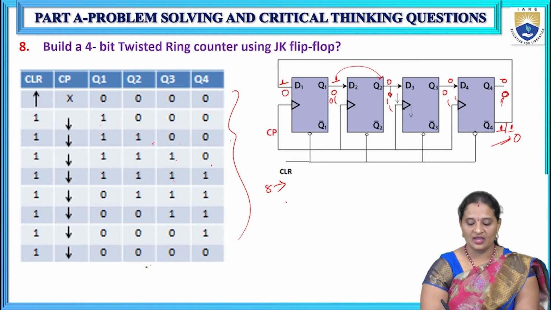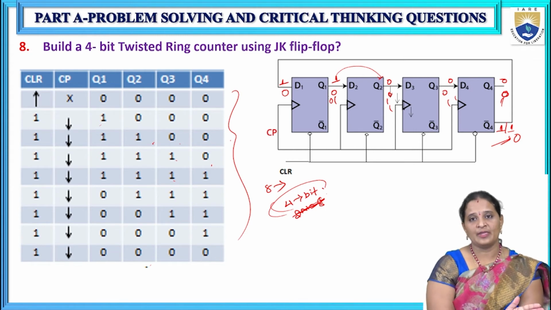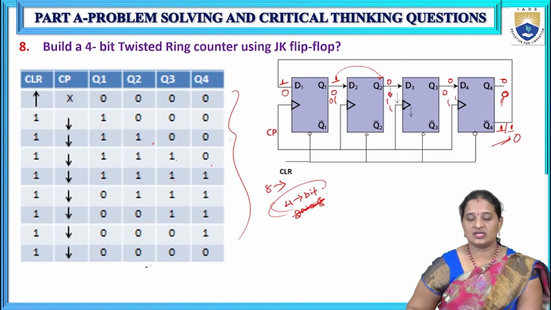As we are designing a 4-bit twisted ring counter, it can count 2n, that is 8 clock pulses. The total number of pulses that it can count with a 4-bit synchronous counter is 16. But it is counting only 8 pulses. So that is n by 2 pulses it can count. So this is a twisted ring counter. Just explain the operation of this by taking one condition.